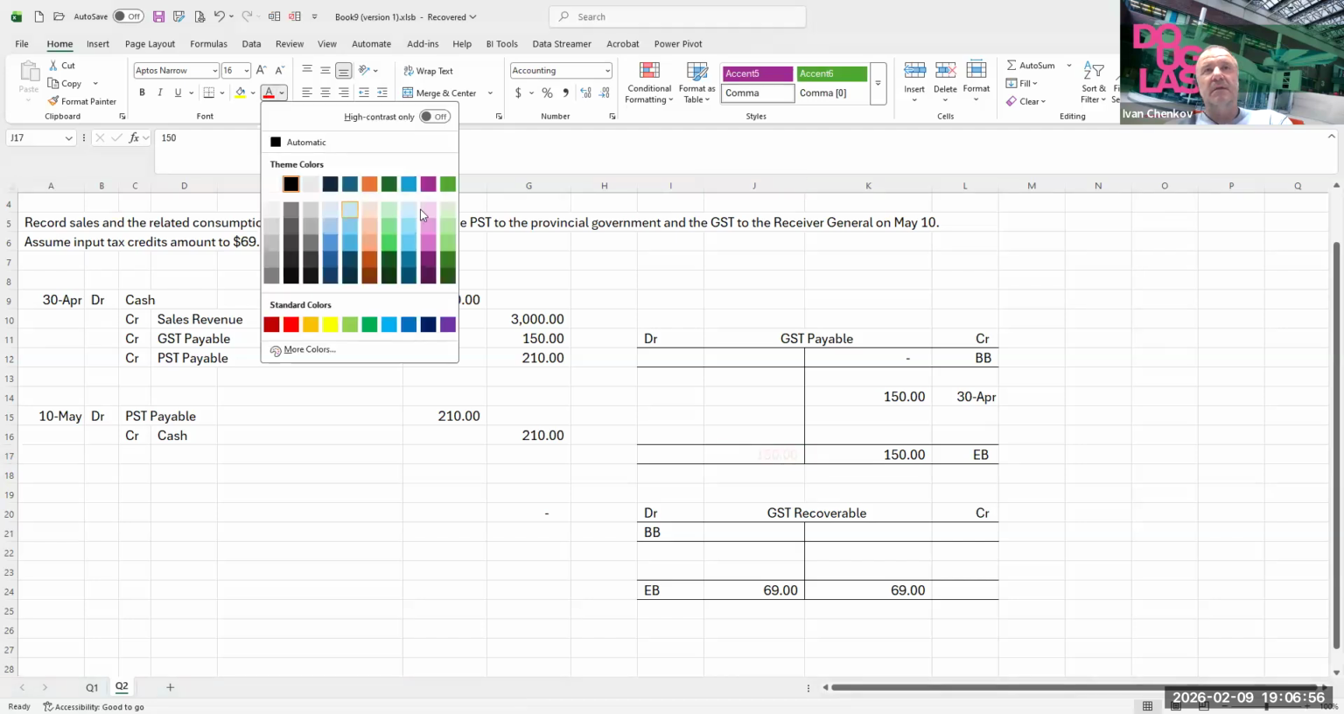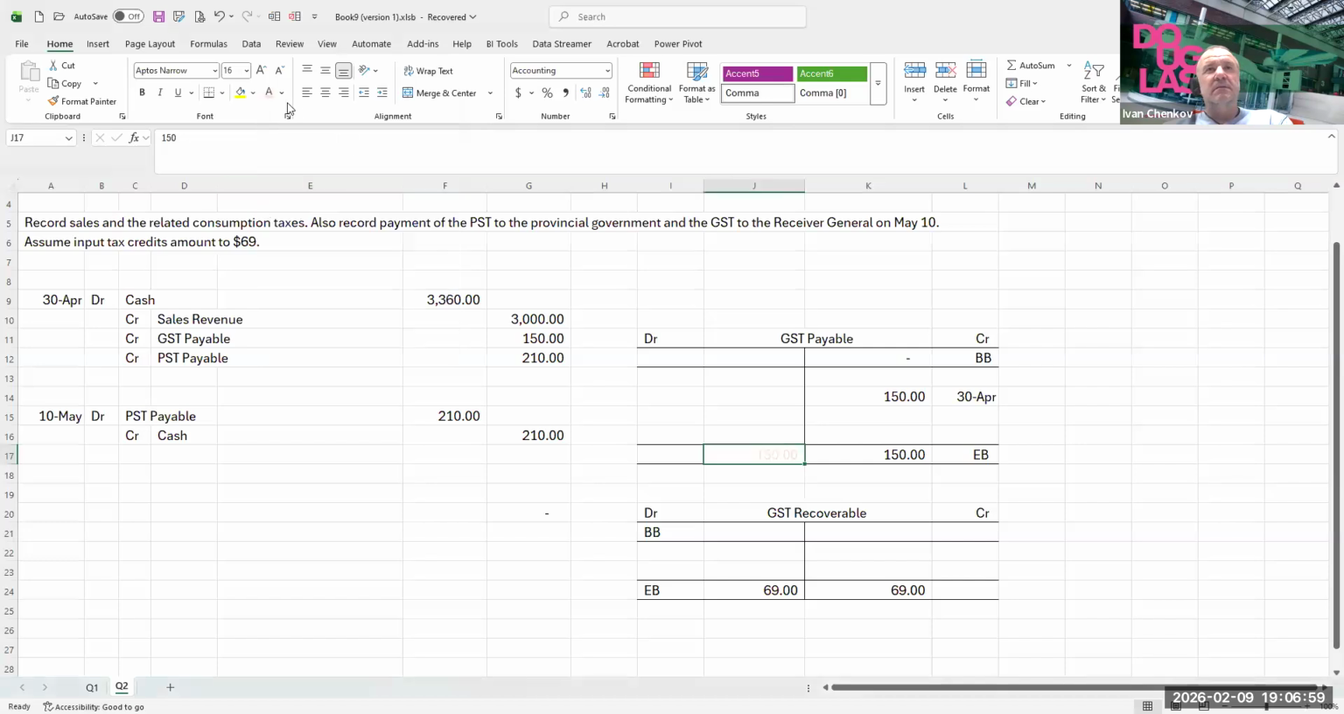Let's mark it with different colors, not like that. More like put some font here. That will be our debit, that will be our credit.